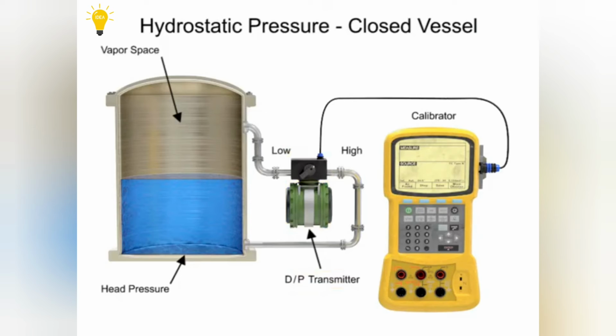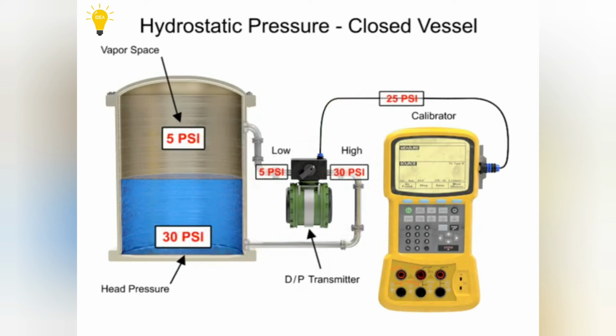This device has a high-pressure side input and a low-pressure side input. The high-pressure input is connected to the bottom of the tank to measure hydrostatic pressure. The low-pressure input of the differential pressure transducer is connected to the vapor space pressure. The transducer subtracts the vapor pressure from the high pressure, resulting in a value that represents the hydrostatic head proportional to the liquid level.